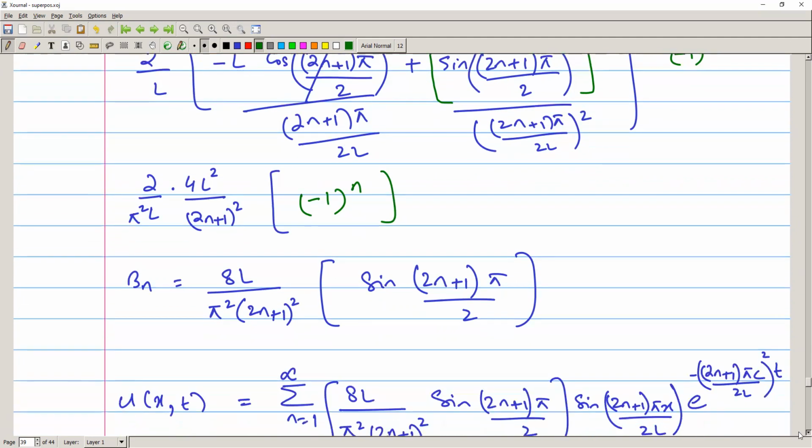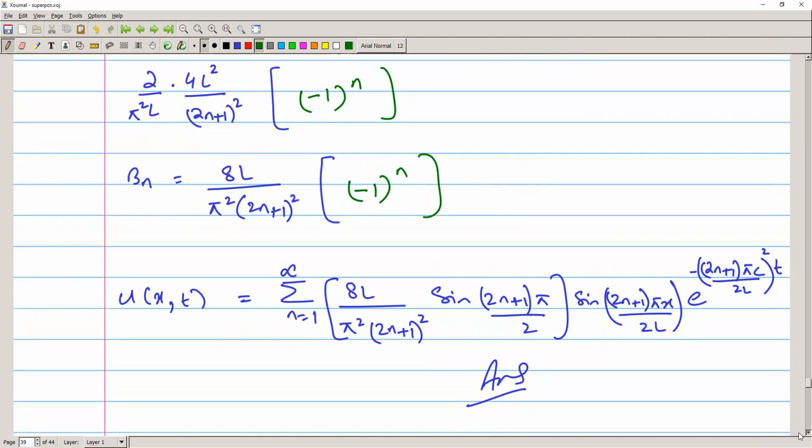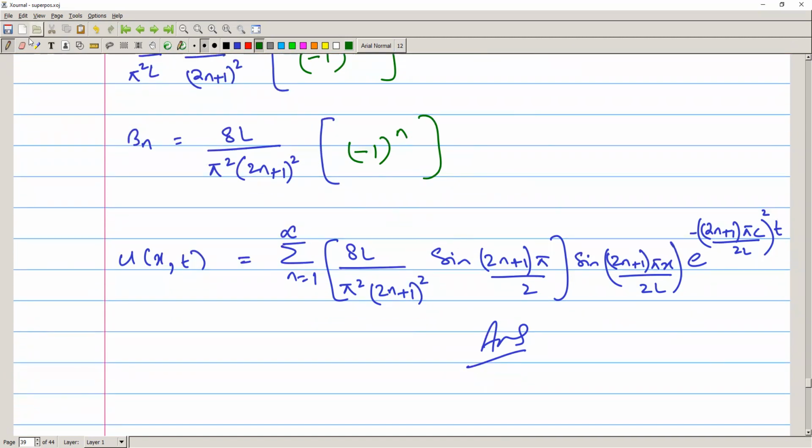In the next step also we can do that, to save time and space, and it looks good to write in a short form. And again, here also we can do that. This is negative 1 to the power n. So we can write it as negative 1 to the power n.